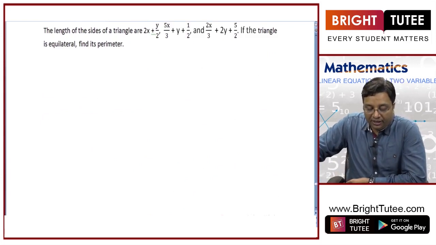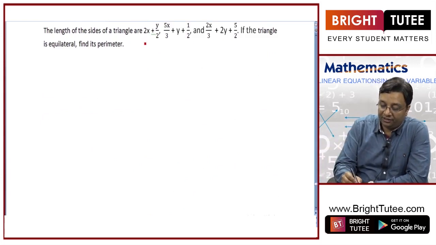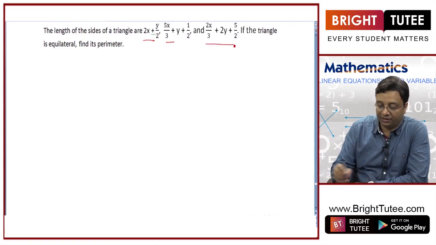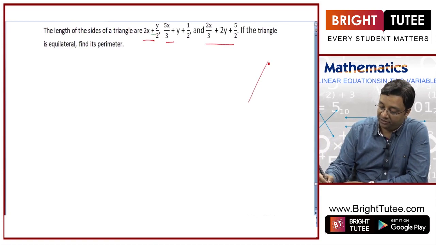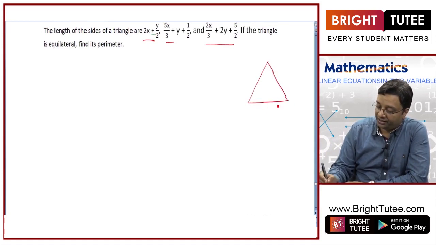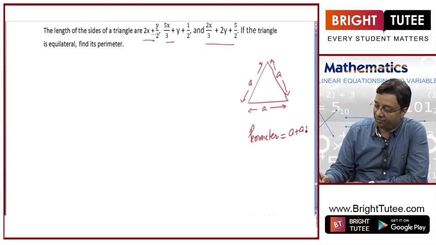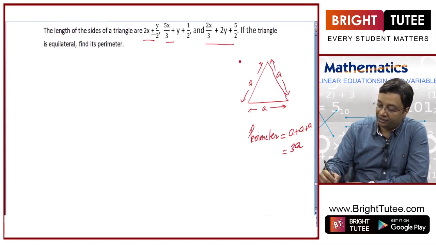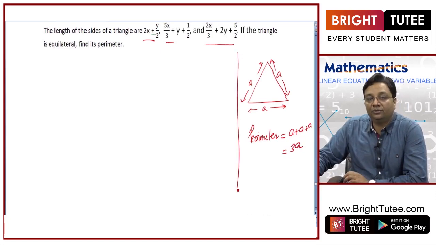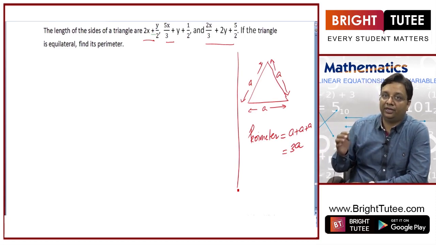Now, I have got a triangle whose sides are given in the variables, and this triangle is equilateral. We need to find its perimeter. If the triangle is equilateral, let us say this side is A. So, this side will also be A and this side will also be A. What will be the perimeter? It will be the sum of these three, A plus A plus A, that is 3A. So, we will find one side of this triangle, all the three sides are equal, and then add these sides to find the perimeter.